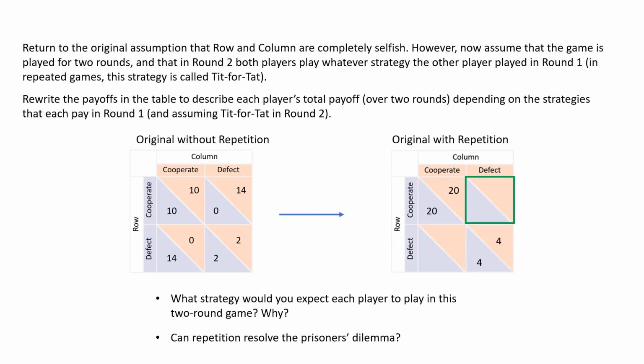So then you just add up 14 and 0 for the row player and 0 and 14 for the column player, right, to receive the payoffs.